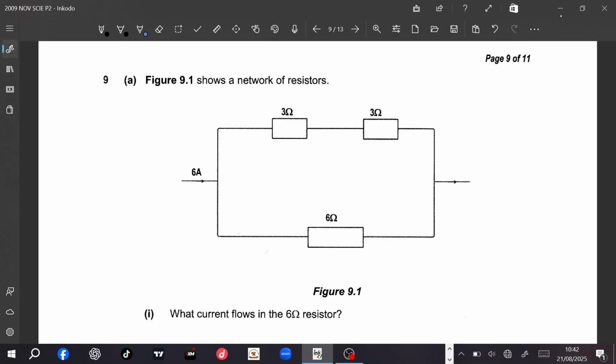This is science paper 1 revision. We are starting the 2025 grade 12 internal revisions. These are topic by topic revisions through examination papers.